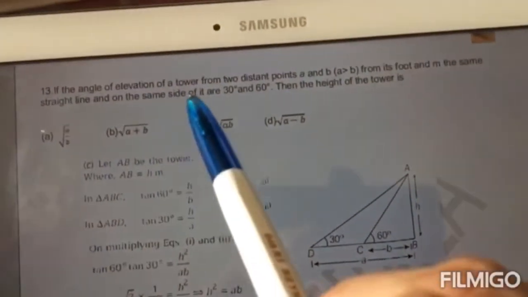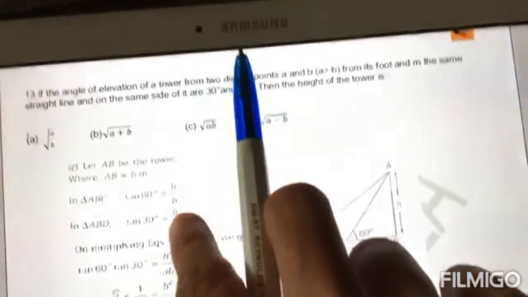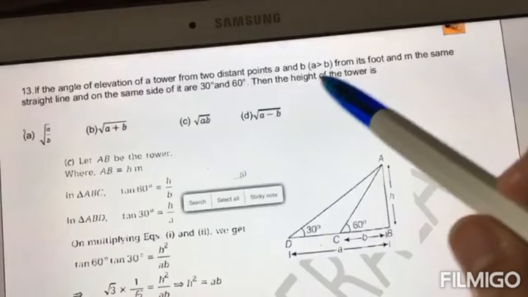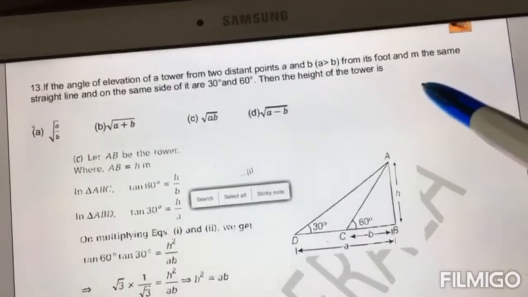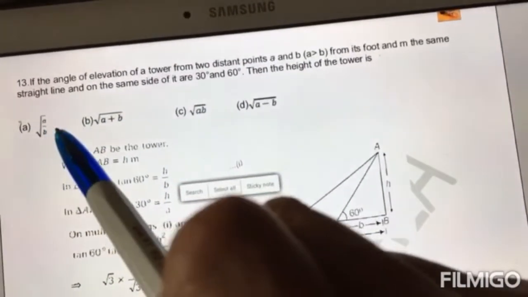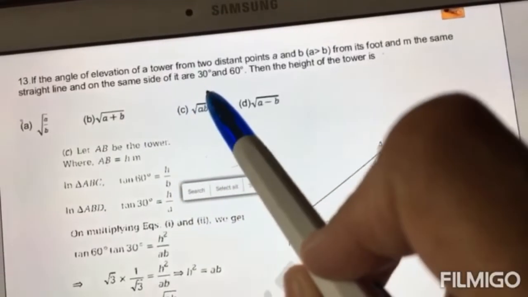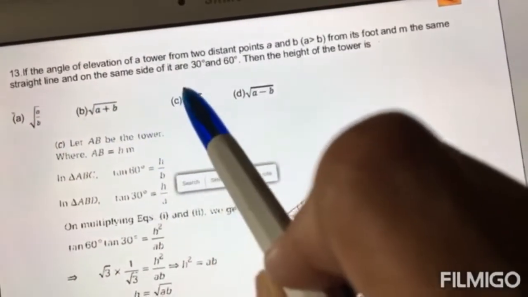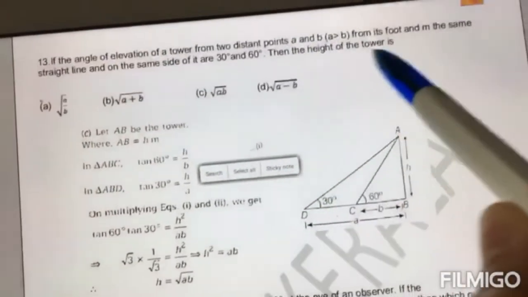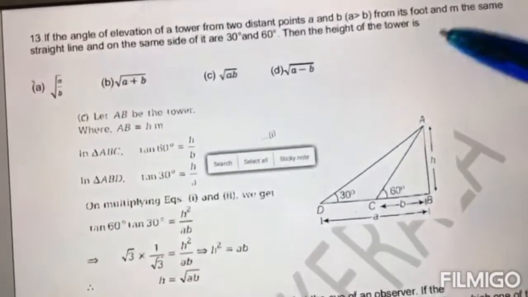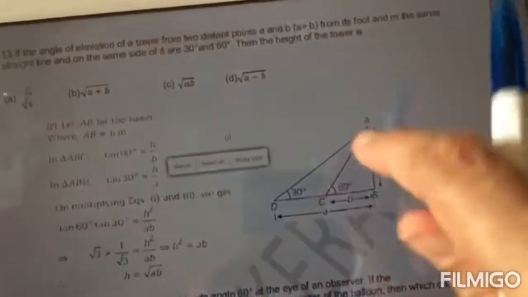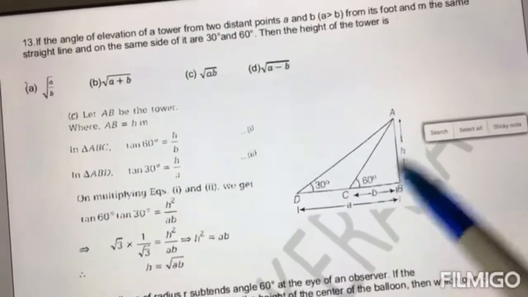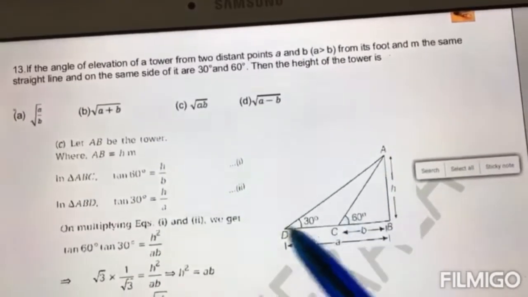If the angle of elevation of a tower from two distant points A and B, where A is greater than B, from its foot, on the same straight line and on the same side of it are 30 degrees and 60 degrees, then the height of the tower is what? Let us draw the diagram. So we have a triangle. Two distant points A and B.